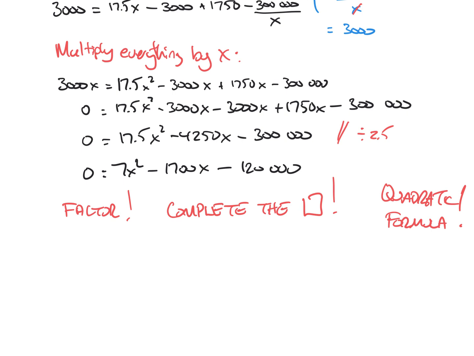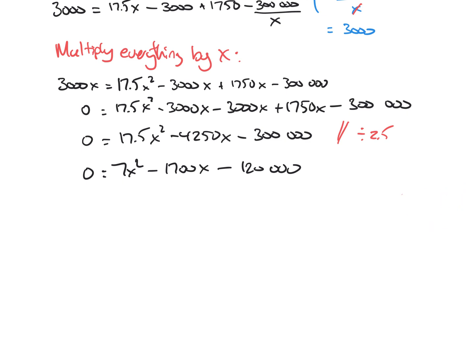Now today's lesson is all about solving word problems using the quadratic formula. So even if I knew how to factor this, we're not going to factor this because I want to get us practice with using the quadratic formula. So that's what we're going to do. We are going to use the quadratic formula. So for the quadratic formula, A is 7, B is minus 1,700, C is minus 120,000. And that's what we're going to plug into the quadratic formula.